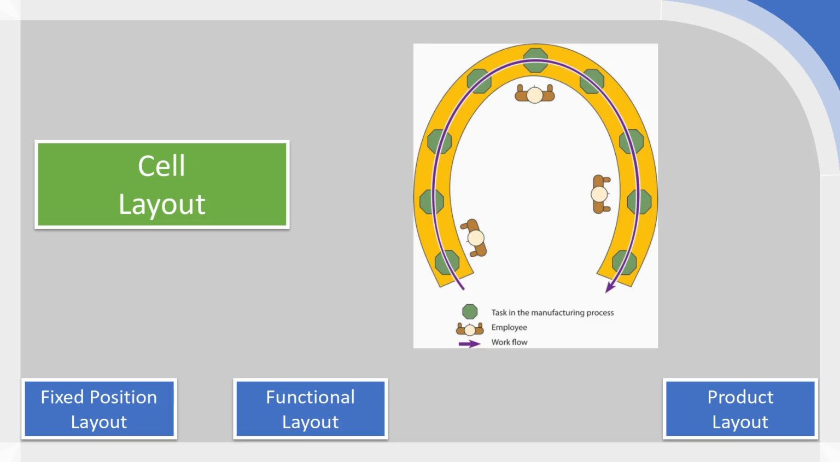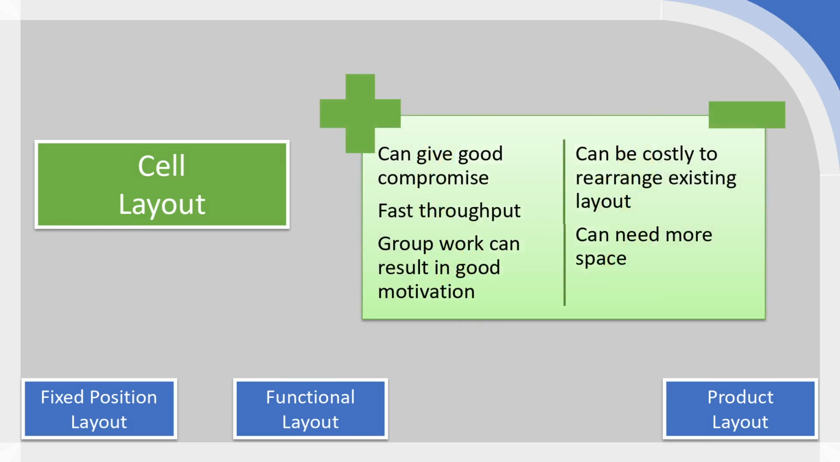So with a cell layout, we have those clear benefits: fantastic group work, resulting in strong motivation. We can have fast throughput, particularly when it comes to work where the tasks are not evenly distributed in terms of intensity and time. So some tasks could take greater intensity, greater time, greater effort. Others could be done a lot quicker. Well, because you can quite easily move staff members back and forth, you can maintain throughput as well.